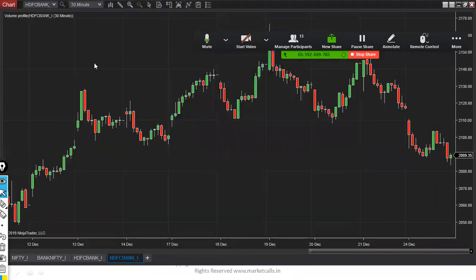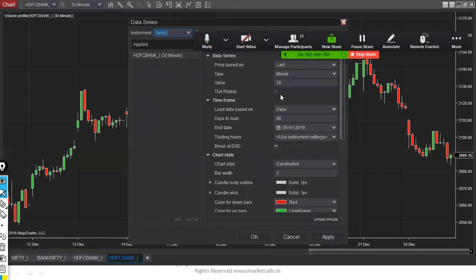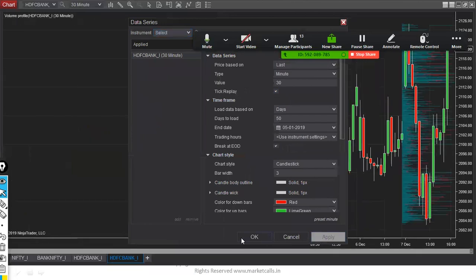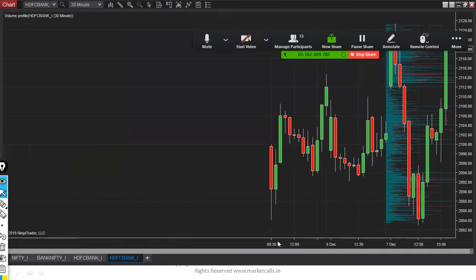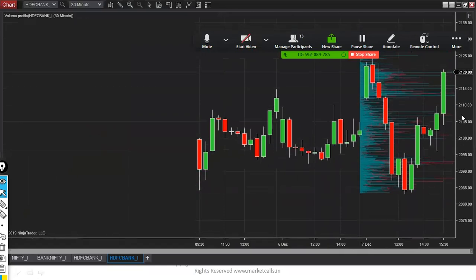Okay, maybe what I have to do is enable tick replay. Because it requires tick level information, you have to go to data series and enable tick replay. Whenever it requires bid and ask data, it works something like this. And in this, can we get value area high, value area low, and point of control? No, you cannot. You cannot get it from here.